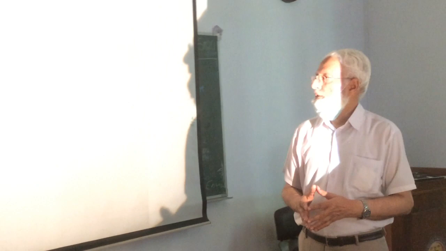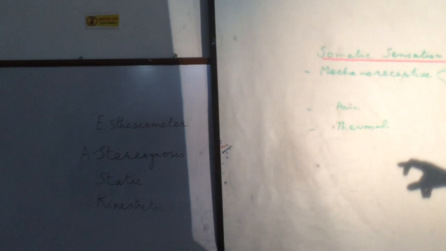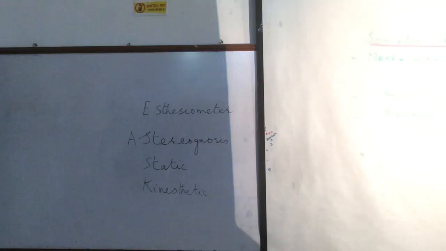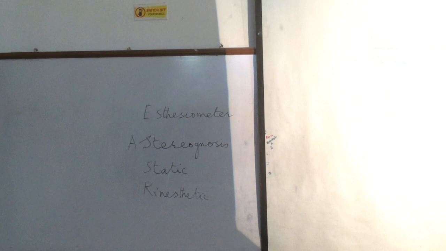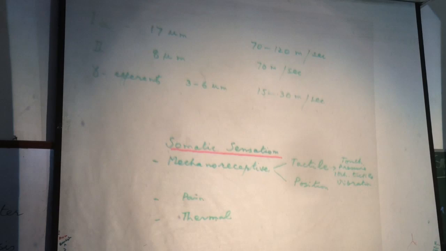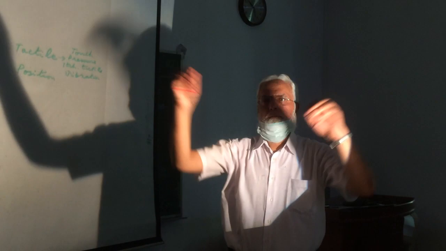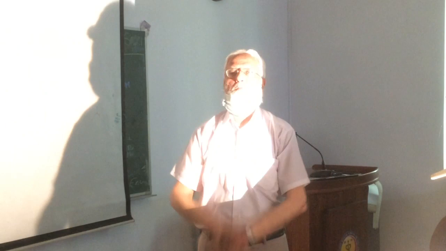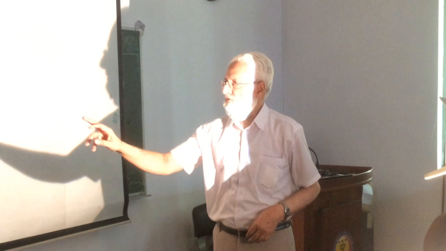The other type of position sensation is kinesthetic. Kinesthetic is the conscious perception of the rate of movement of different parts of the body. I'm moving my arms at a slow rate. I can move my arms at a rapid rate. This is the conscious perception of rate of movement of different parts of the body. So this is the static position, and then we discussed the kinesthetic position.